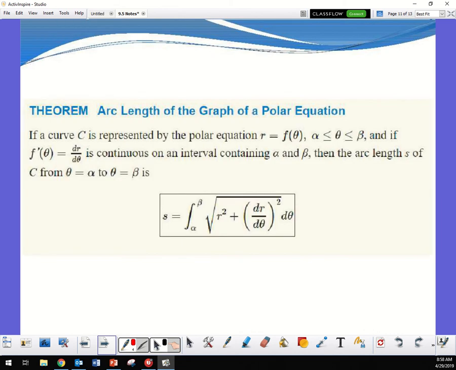All right, so arc length of the graph of a polar equation. If a curve C is represented by a polar equation, r equals f of theta, where alpha is less than theta, which is less than beta, and if f prime of theta, which is the derivative dr over d theta, is continuous on an interval containing alpha and beta, then the arc length S of C, from theta equals alpha to theta equals beta, is S equals the integral from alpha to beta of the square root of r squared, my function squared, plus the derivative squared, d theta.